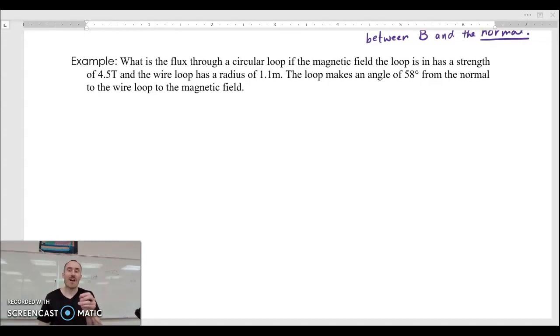Okay, so let's draw ourselves a little diagram over here. We've got our wire loop, and I'm just going to make it horizontal. Well, I'm going to try to make it horizontal. I'm going to try that again.